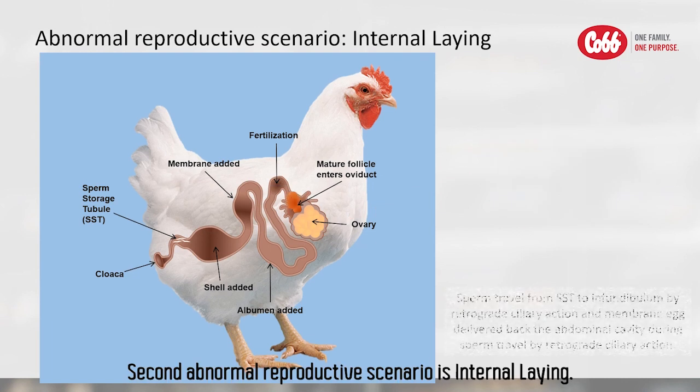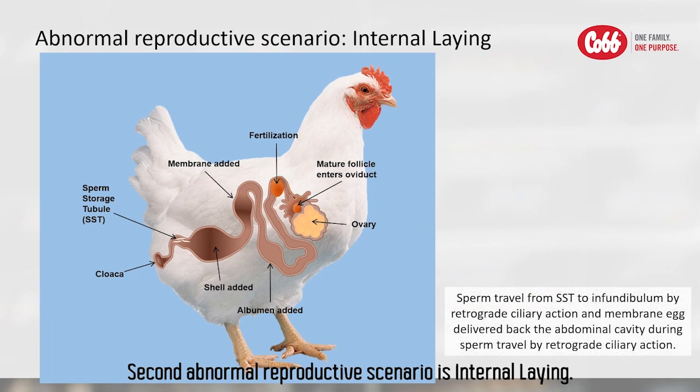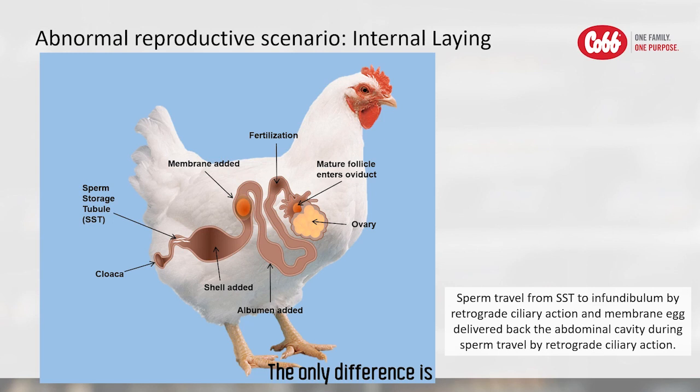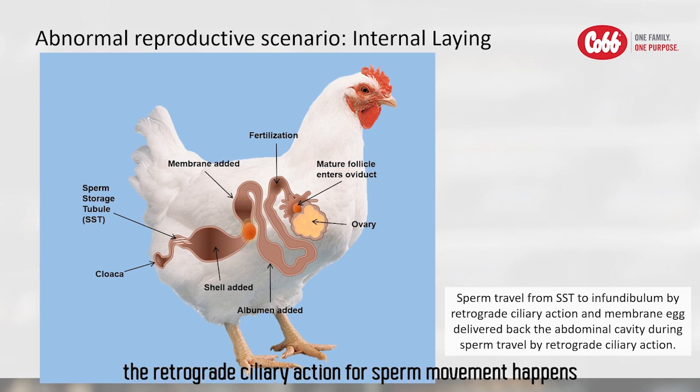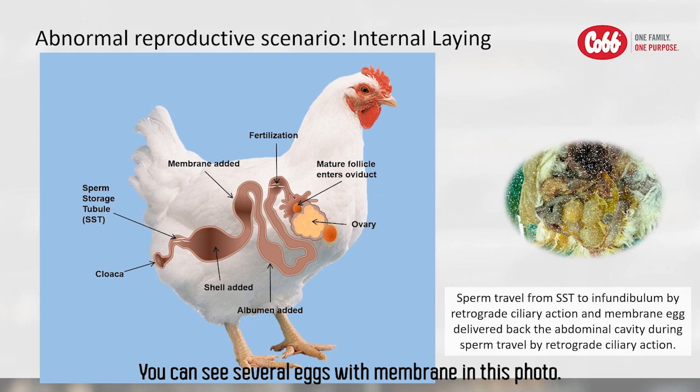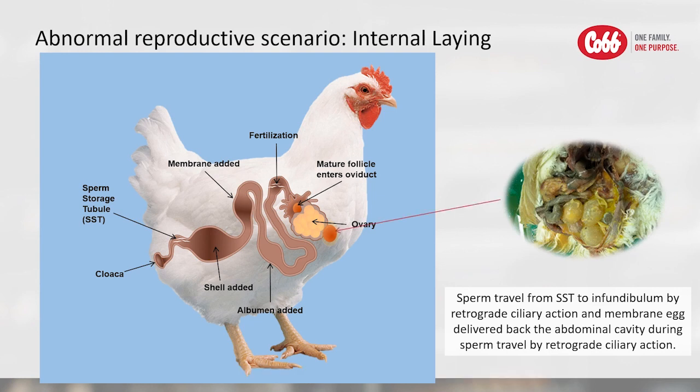The second abnormal reproductive scenario is internal laying. It has a similar mechanism to egg yolk peritonitis. The only difference is that retrograde ciliary action for sperm movement happens when there is an egg with membrane in the isthmus. You can see several eggs with membrane in this photo.